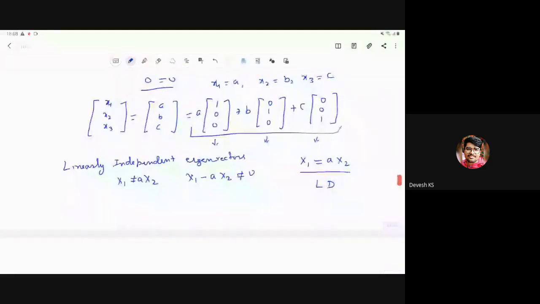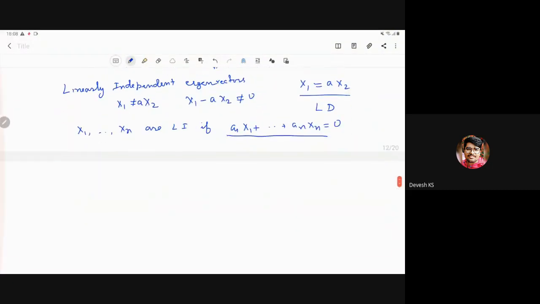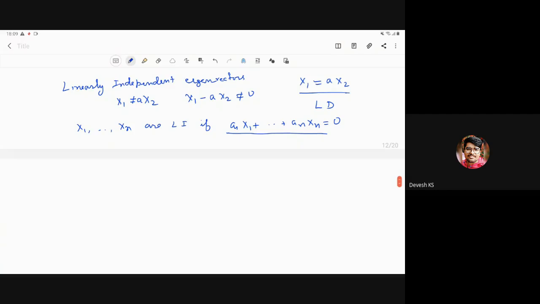Now let me tell you the general definition. Suppose there are n vectors, x1 to xn. When you say these are linearly independent, it means if their linear combination, multiplying these vectors by numbers a1 to an, is put equal to the zero vector, then from this you have a linear system. Okay, write it here again.